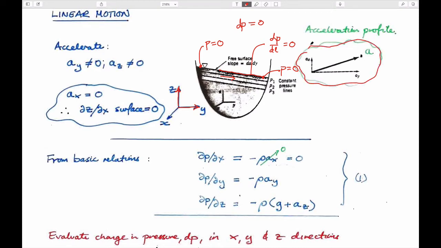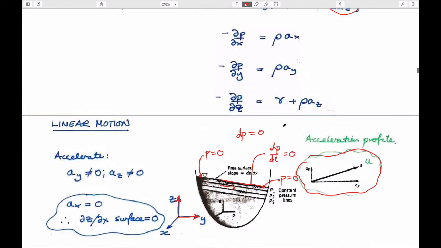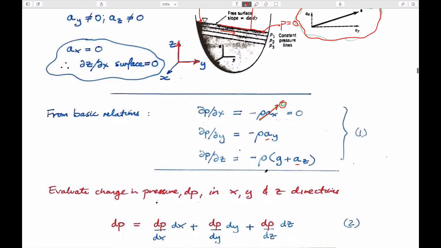And so we can write out these equations. We know this is equal to 0. We know this is not equal to 0, and this is not equal to 0. All we're doing is taking these three equations, making this 0, and keeping the others. We're realizing this is equal to density times gravity, and we're gathering the two terms for that.